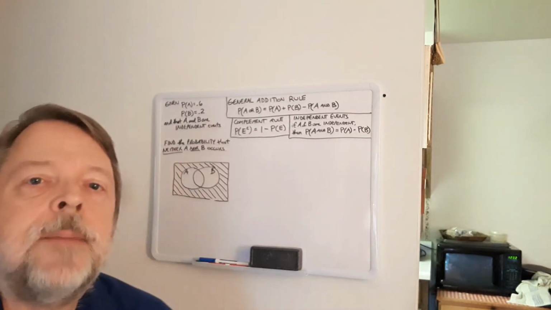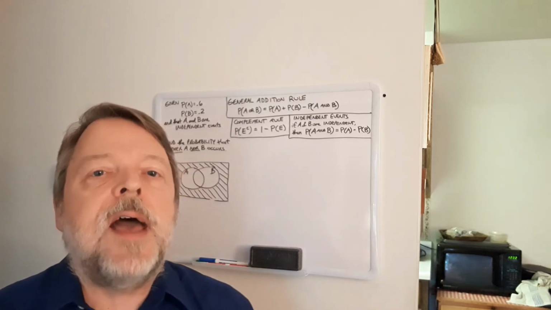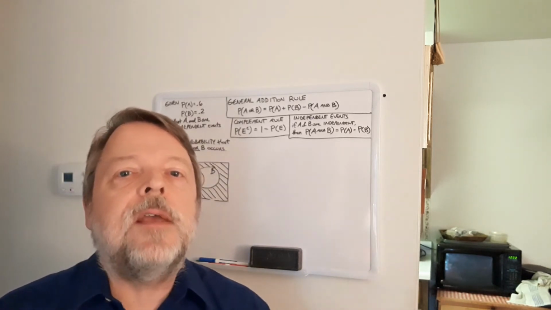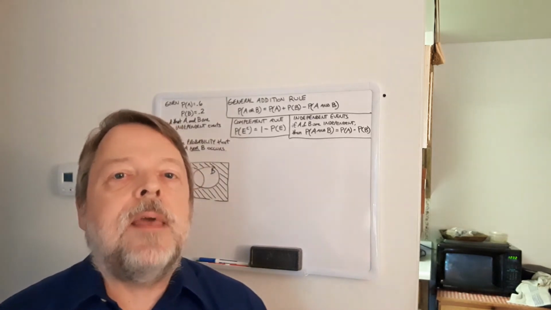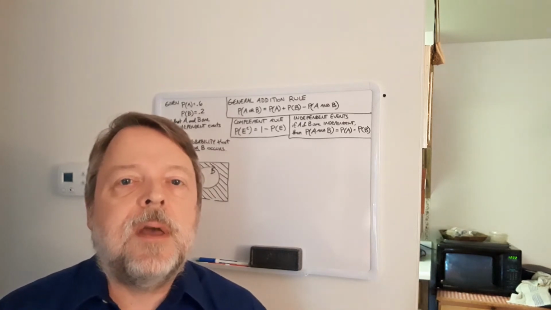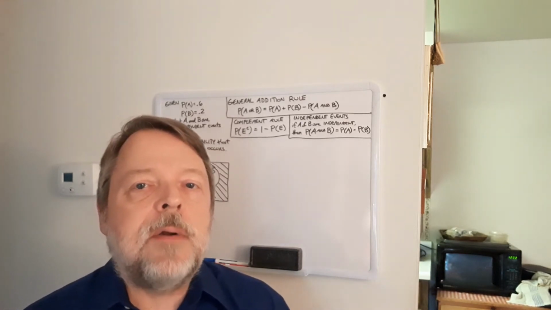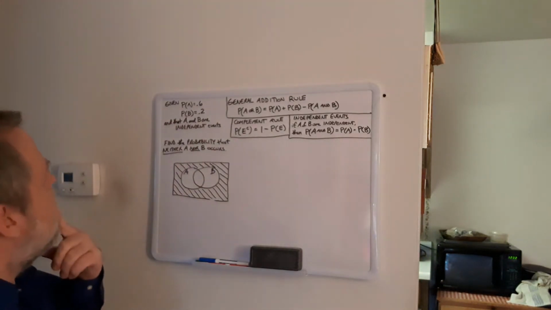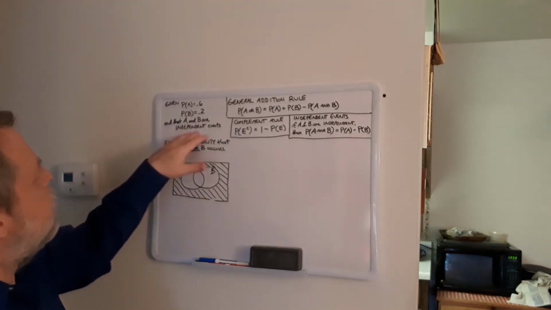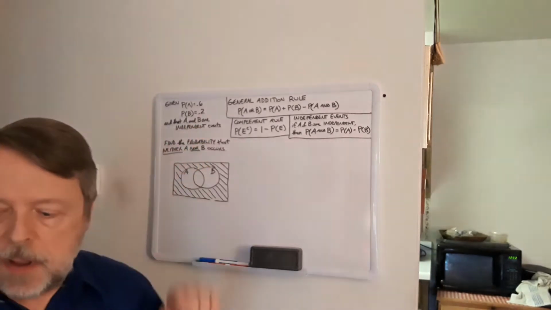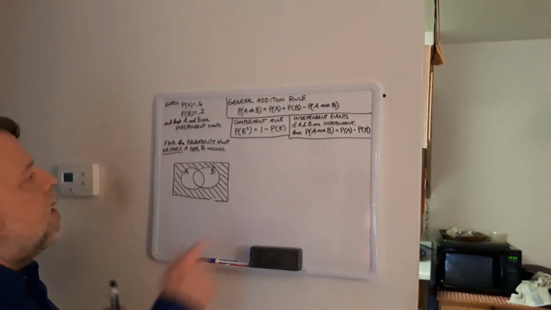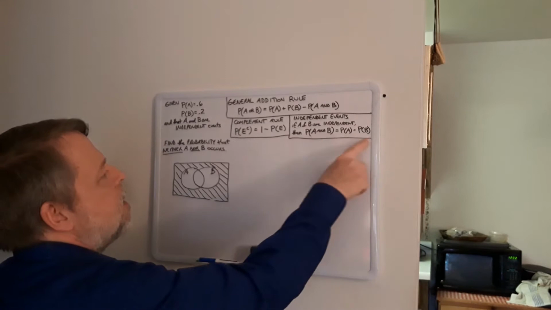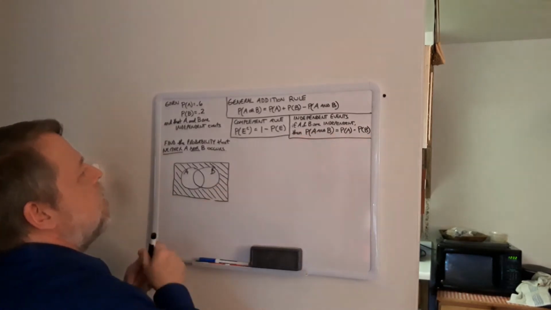So this is an example where I have to synthesize, I have to put together several different things I've learned, combine them to solve this problem. Okay? So let's see how we would go about that. First of all, we have the fact that A and B are independent events. So this fact here says I take the probability of A times the probability of B.